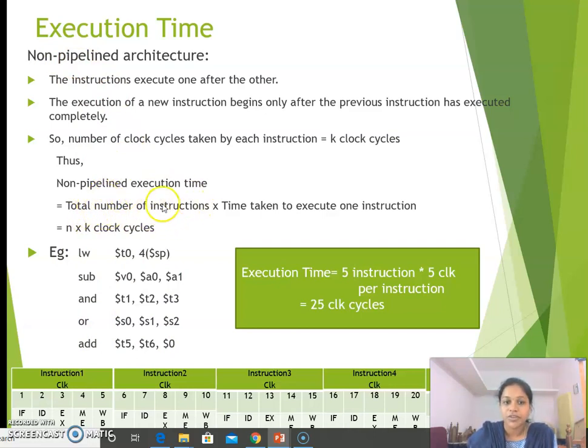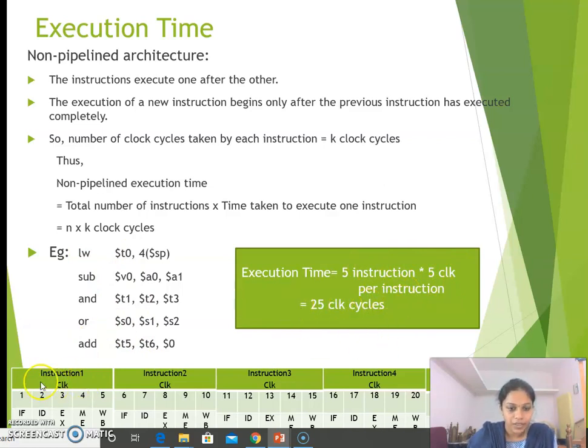The formula for computing the execution time is very simple: the total number of instructions times the time taken to complete each instruction. The time taken to complete each instruction is calculated using the number of stages. The number of stages in the MIPS instruction set architecture is 5. Let us assume that each stage takes 1 clock cycle, so the total time to execute one instruction is 5 clock cycles. The total number of instructions here is 5, and each takes 5 clock cycles, so the total time taken is 25 clock cycles.